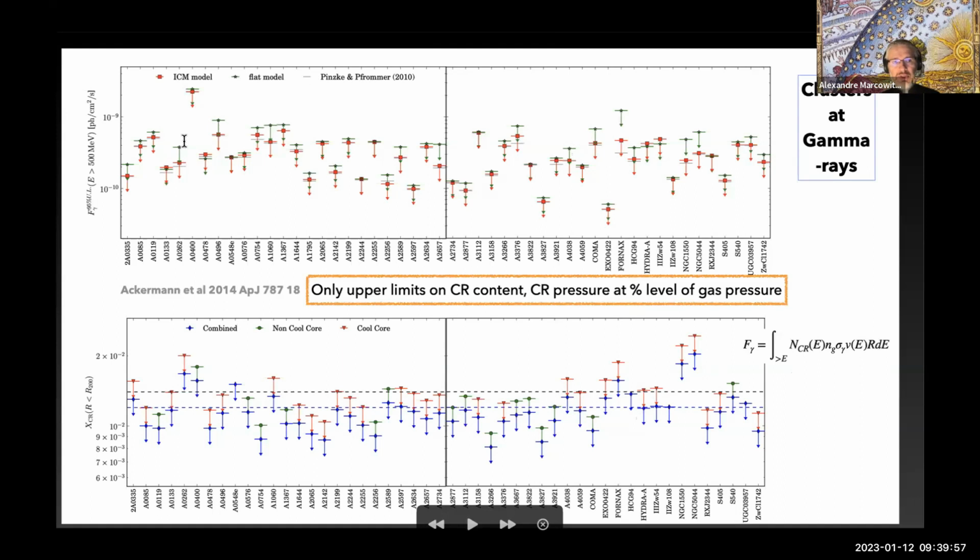They are more or less consistent. And you have different models because you have different models for the gas content. As soon as you have the gas content, we know the cross section of the interaction to produce neutral pion, and then you can evaluate the cosmic ray content inside, and especially the pressure. Here X_CR is the ratio of the pressure of the cosmic rays to the gas pressure. For different types of clusters, you can see that this ratio is at the level of the percent.